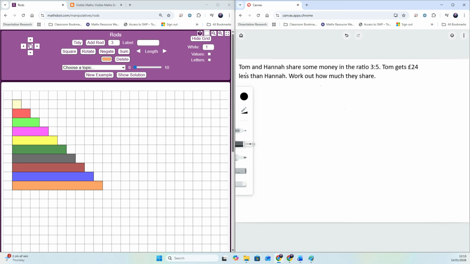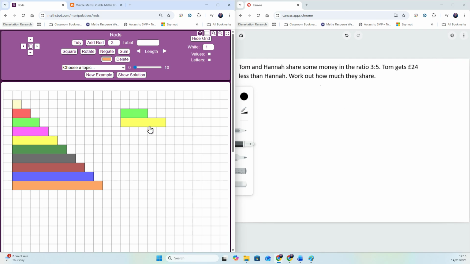So if I was working on this with kids in my class, I'd be saying, right, Tom and Hannah share some money in the ratio 3-5. Let's just stop there. Let's look at that. So show me 3 and show me 5. And what I'd expect kids to do is to get out these two rods. This can be seen as the 3 rod, the 5 rod. It's not the only rods we could use to represent the relationship between 3 and 5, but they are the smaller rods and the most obvious rods in this case.